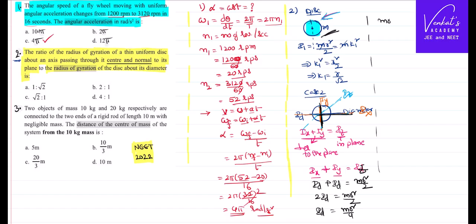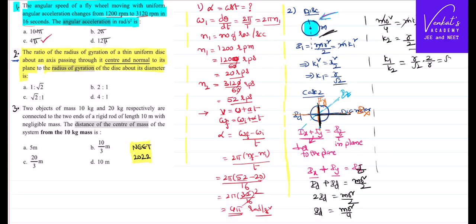That mr square by 4 can be written as m k2 square, where k2 is the radius of gyration in the second case. M can be cancelled. So k2 equals r by 2. Now you want the ratio of k1 by k2. You got k1 already, r by root 2, k2 is r by 2, so it will be reversed, 2 by root 2. So your answer is root 2 is to 1. That's the answer for the problem.